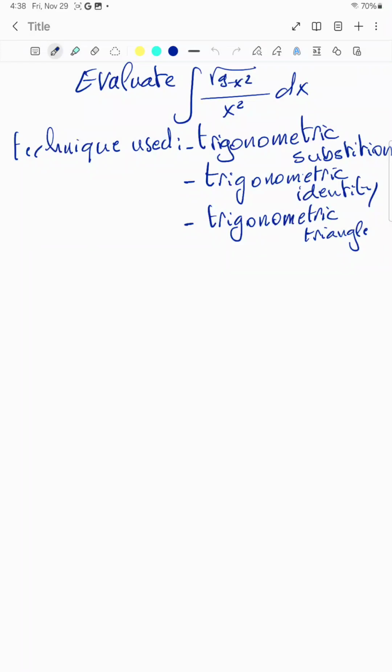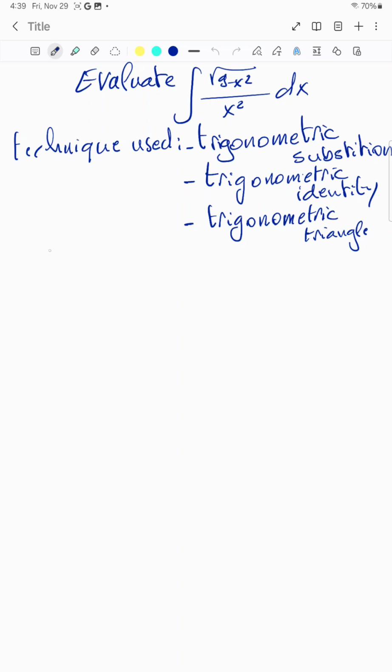In this video, we will evaluate the integral of square root of 9 minus x squared divided by x squared dx. The technique that I will be using is trigonometric substitution, a trigonometric identity, and I will use the trigonometric triangle to replace theta by its value. But before I start solving it, let me give you a small summary about the trigonometric substitution.